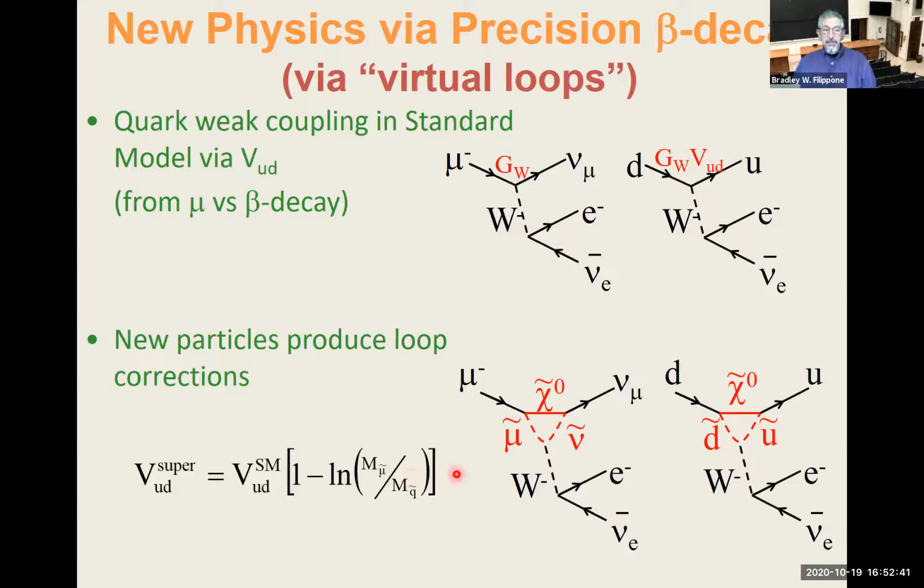And so what you'll see is, if you don't know about these particles and you extract this V_ud, it won't agree with the standard model, which doesn't have these particles, because it'll be modified by this correction term here. And so you're looking to see if there is a correction term, and that's the signature of a new massive particle.